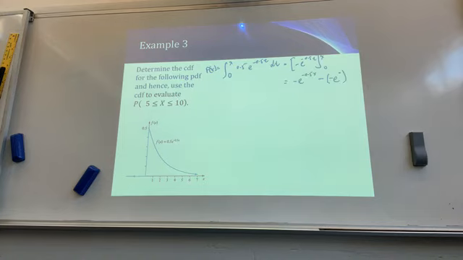Alright, and you get something like this. So E to the power of 0 is 1. So minus minus is plus, so the whole CDF is just 1 minus E to the power of minus 0.5x. Right? Happy with that so far?